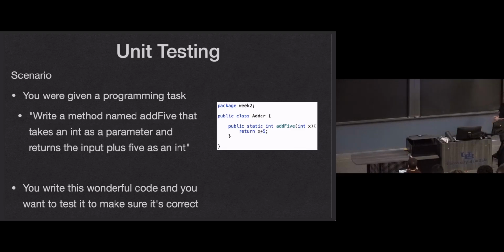So given this scenario, I give you a programming task. I say, programming task 2 is released. You have to write a method. Somebody's going to take this out of context. This isn't programming task 2.